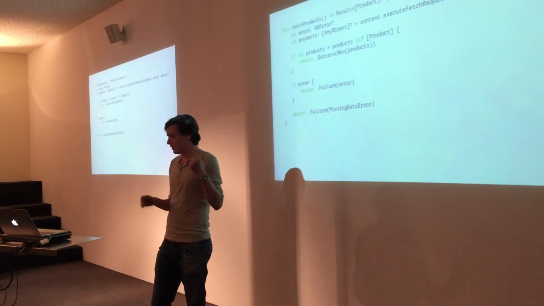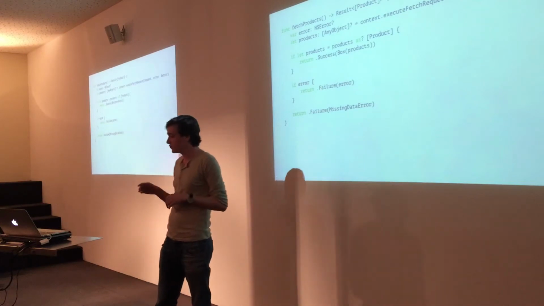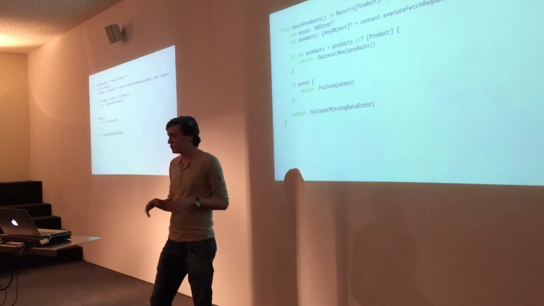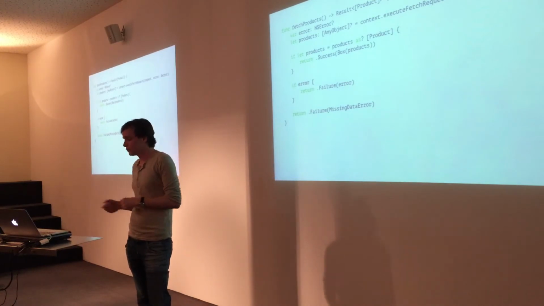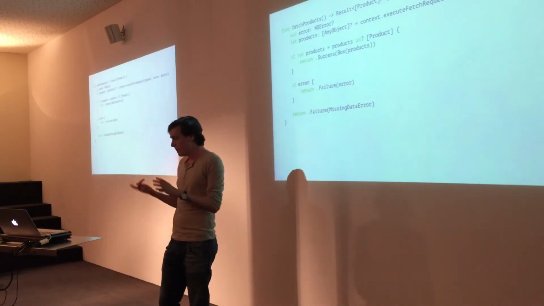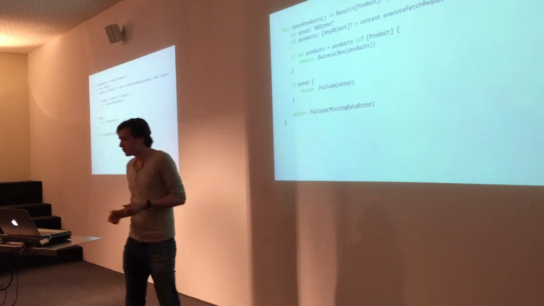Now let's look inside fetch products to see how we create those results. Actually pretty easy. We have this Core Data code here again. And if we can indeed cast the result of the Core Data operation to an array of products, we return a success, we box the products. And if there's an error, or there's no error but there's no products either, we just return a failure state.